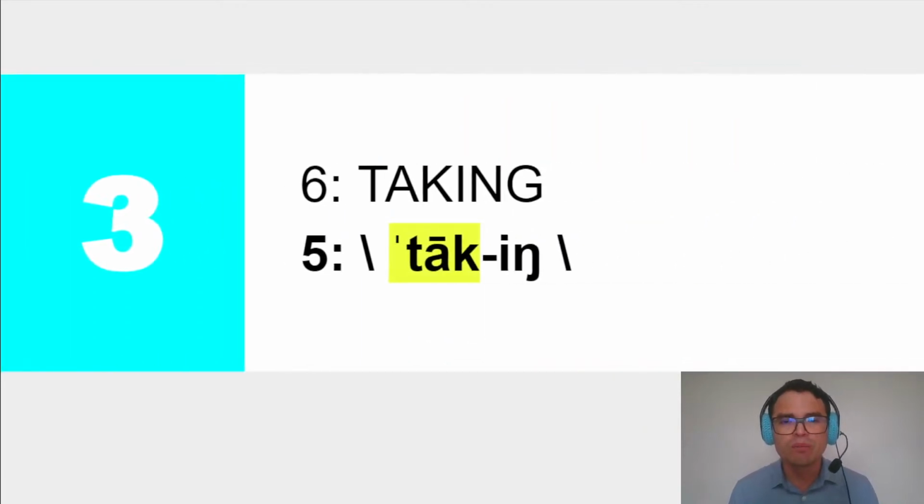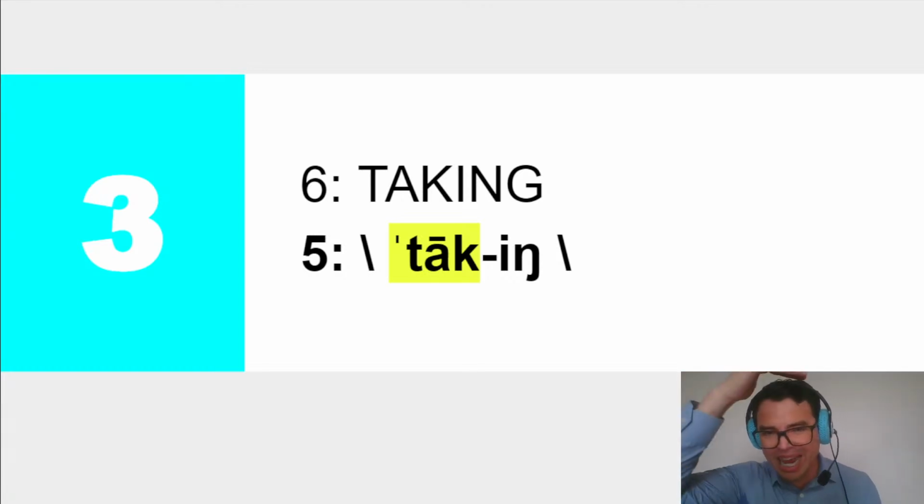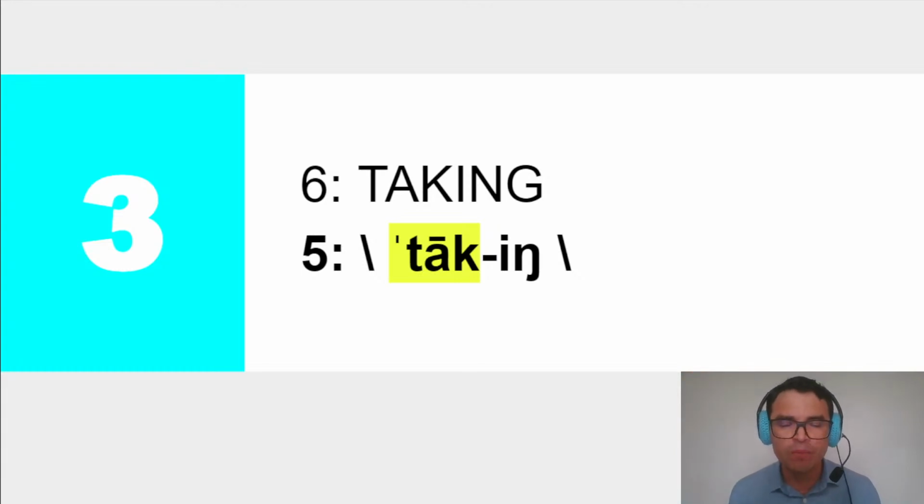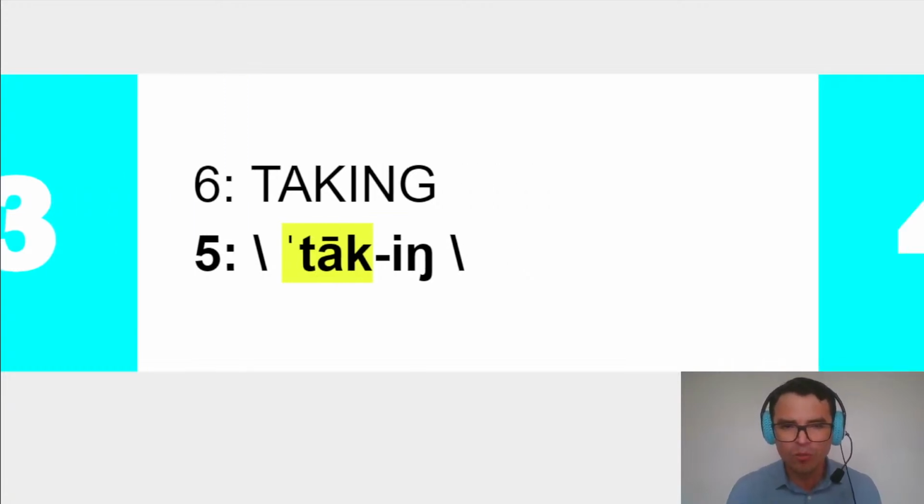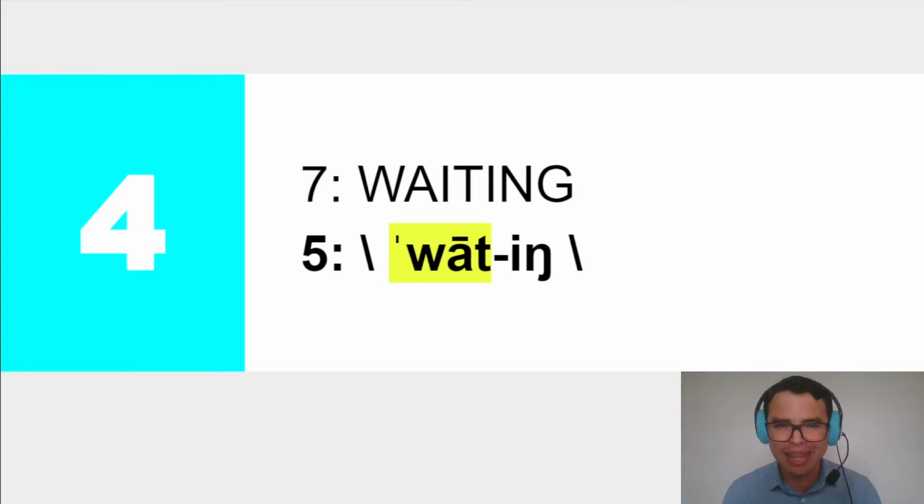Cool. Number 3, it has 6 letters but 5 sounds. You divide the word into 2 syllables, and the vowel in the first syllable is the stressed one, and it is pronounced the A with a hat. The A wearing a hat, so to speak, is pronounced A. How do you pronounce the word? Taking, taking.